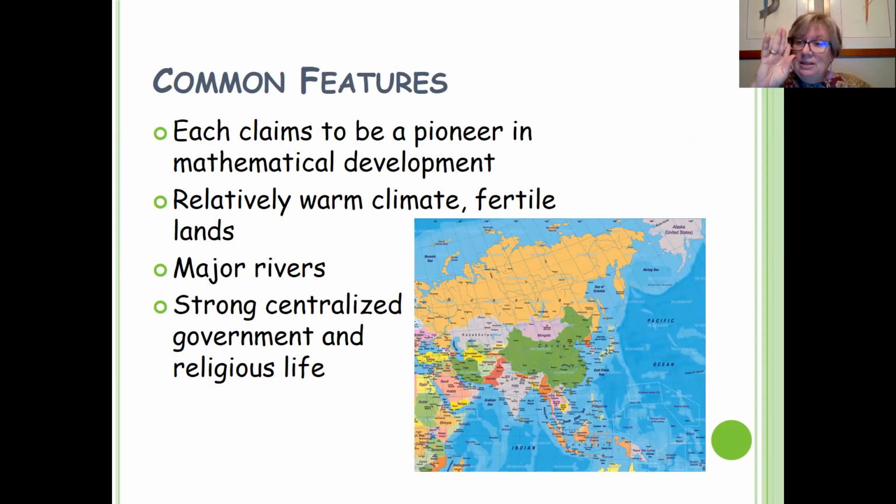One of the things that we'll see in these civilizations that we're going to look at, they have some common features. They all have something unique about their mathematical development. They all are from relatively warm climates, fertile lands. Well, you'd kind of expect that. You need some place where you can grow crops so that you've got food. Developed around major rivers, you'd expect that for water. Strong centralized government and religious life, that might be a little bit of a surprise. Part of the reason for that is because the governments and the religious life led to mathematical developments. And we'll see that in some of our discussions in some of our later modules.